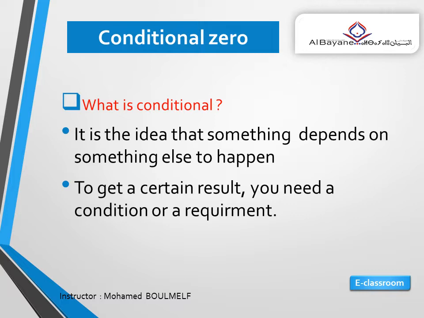So what is conditional type 0? Basically, it's an idea that something depends on something else to happen. So it's two ideas or two actions, one depending on the other. So we need a condition. Or to get a certain result, you need a condition or a requirement.